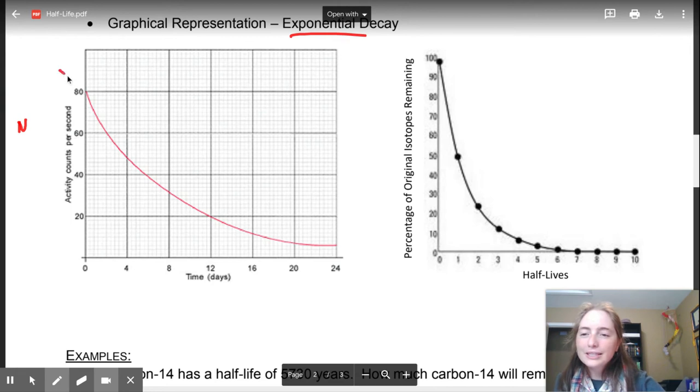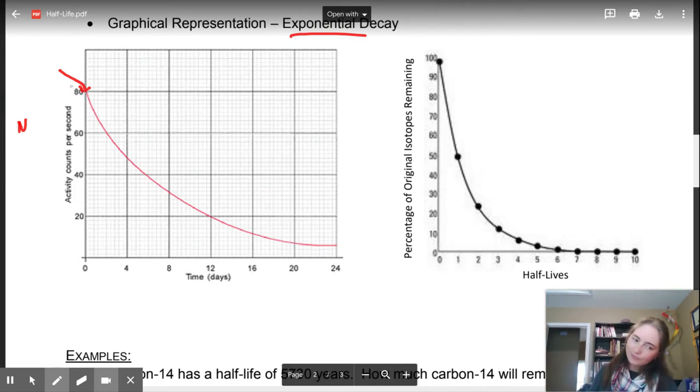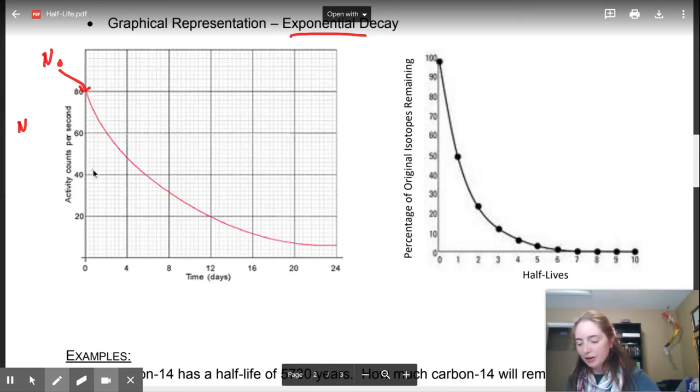Now this point here, that is the original amount. So that's where we're starting up there on our graph. And what does the original amount mean? Come on, guys. N0. There you go. So that's where N0 is on this graph here. This is some measure of N.